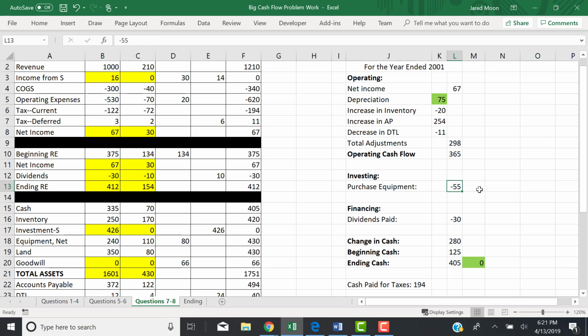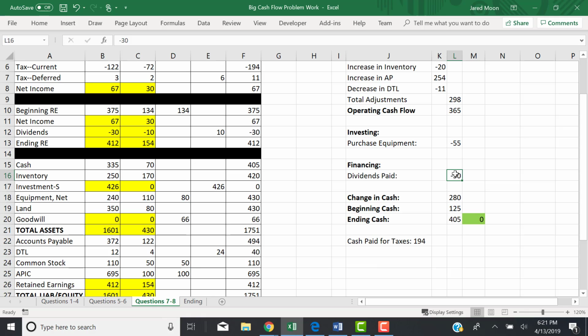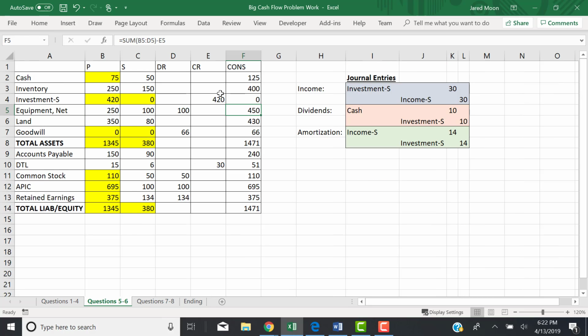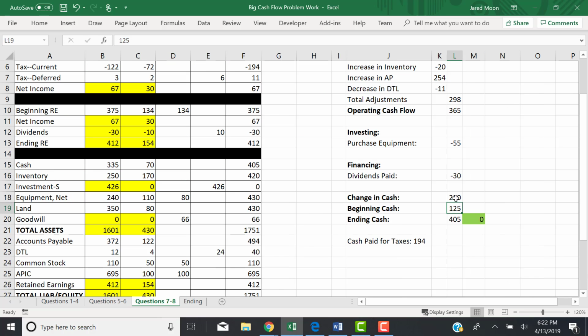Now, investing. What did we do? Well, we purchased equipment for $20 and $35, so that's an outflow of $55 total. Financing, we paid dividends of $30. How do we know that? It told us. So, negative 30 plus negative 55 plus positive 365 gives us a total of 280. So, 280 plus the beginning cash on our consolidated amount before, we started with 125, that's right here. Jump over here, that's our beginning cash plus the changing cash, equals 405. Is that right? Yes, it is.